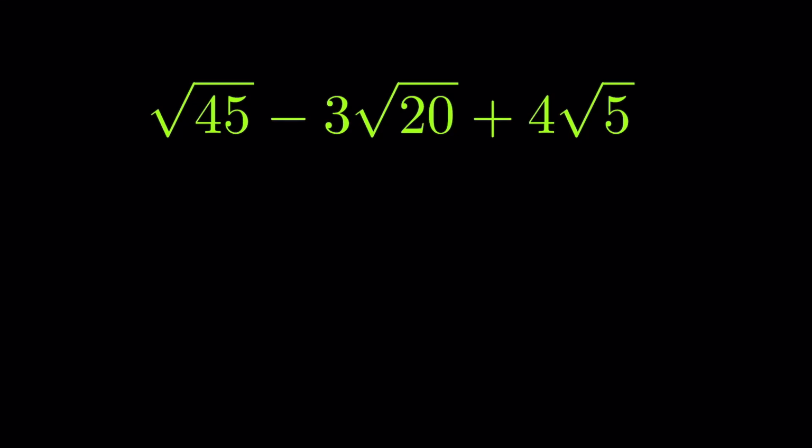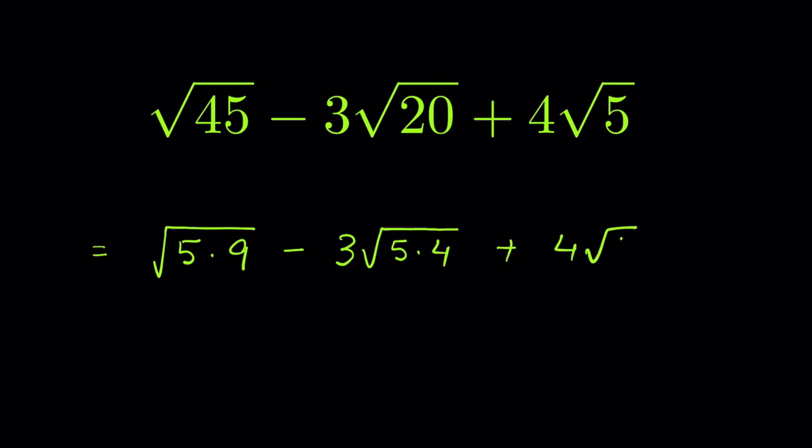Square root of 45 minus 3 times square root of 20 plus 4 times square root of 5. We have to simplify it. So square root of 45, we can write it as square root of 5 times 9, minus 3 times square root of 20 as square root of 5 times 4, plus 4 times square root of 5.